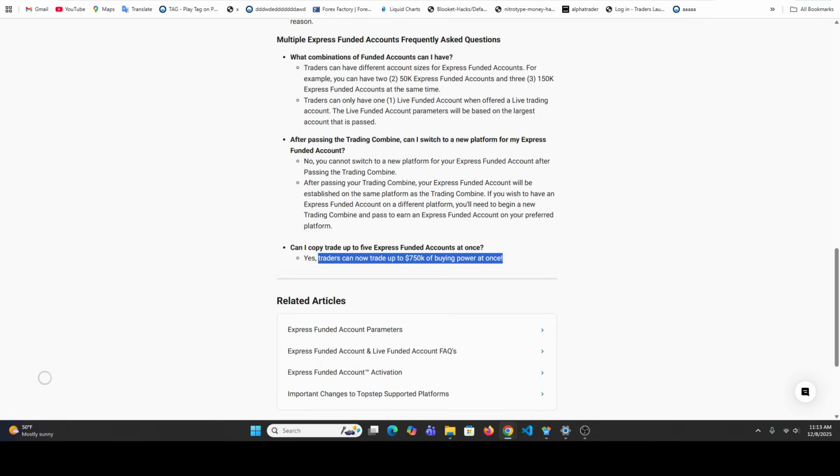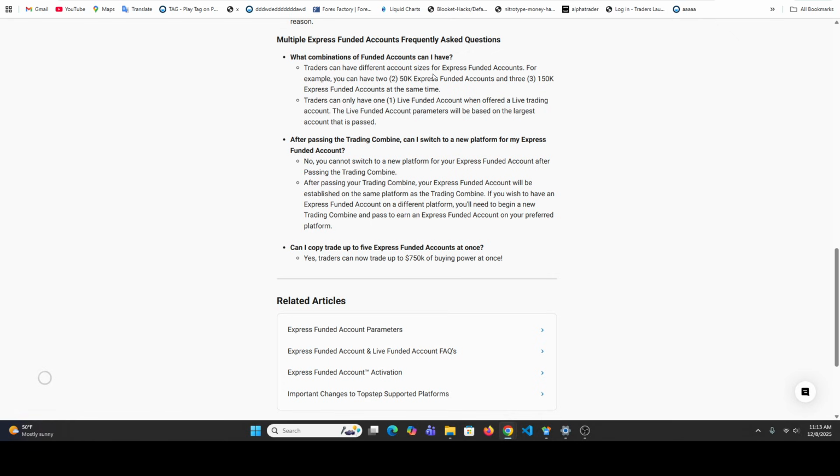So let's go ahead and let's look at this. One thing I do want to point out is that with these multiple accounts, you can have up to 750K in buying power all at once. So that is pretty cool as far as understanding that you can have up to $750,000. However you want to break this down to make that make sense. One thing that is very true with this though is that you can only have one live funded account.